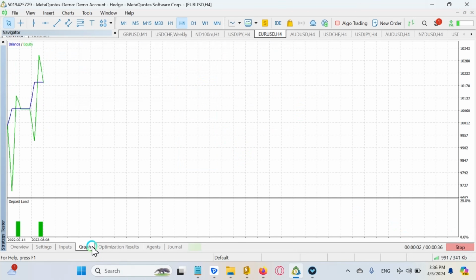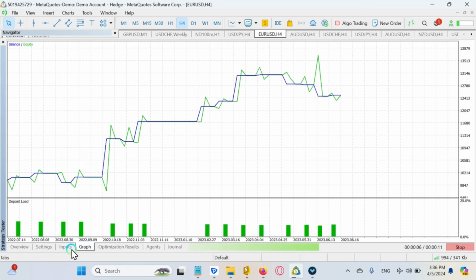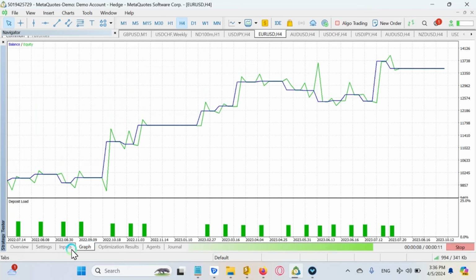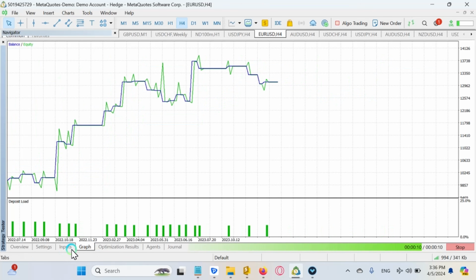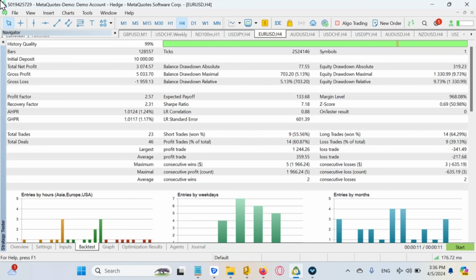Let's see how it does on the 5-minute chart. I don't wait for any good result on the 5-minute chart, because this is pretty good. I didn't expect this, actually. We have a pretty good largest profit trade to largest loss trade ratio.